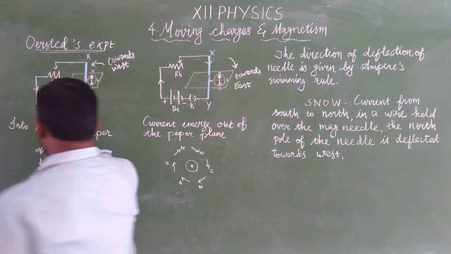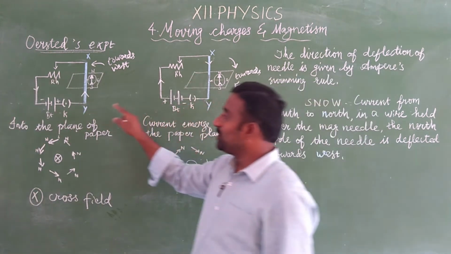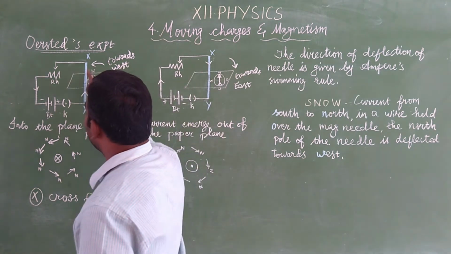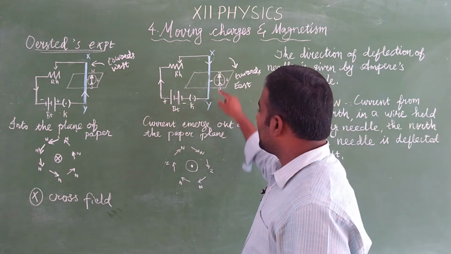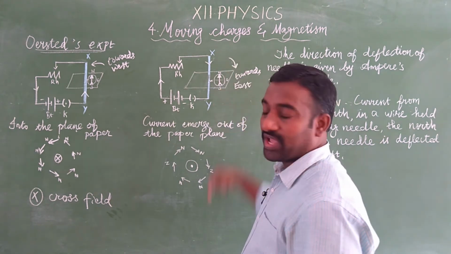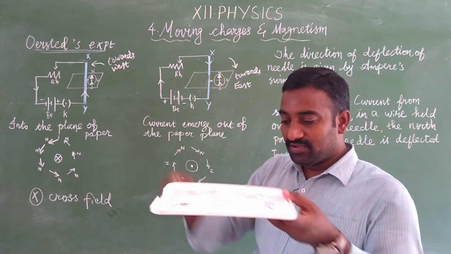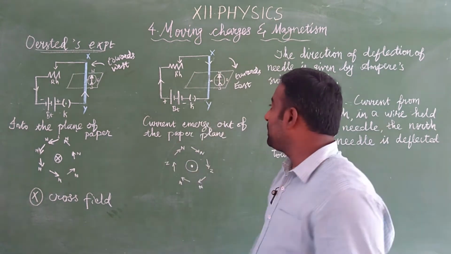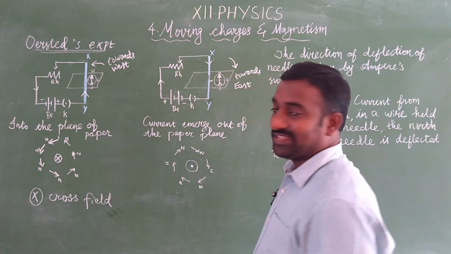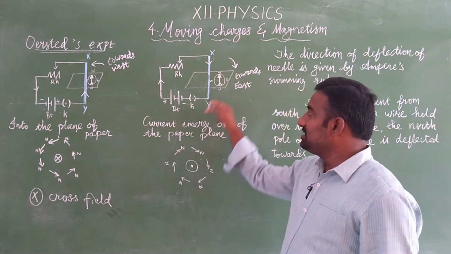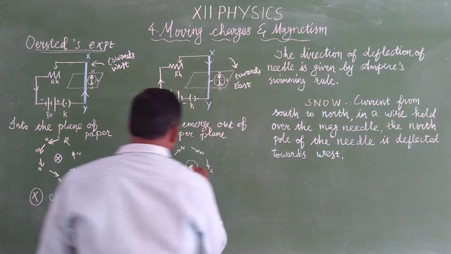But when the battery terminals are reversed, the direction of the current is also reversed. In case 1, the direction of the current is from Y to X. After changing the battery terminal, the direction of the current is X to Y, which means it is emerging out of the plane of the paper. At the time, the needle in the compass is deflected towards west. So here, the current is emerging out of the plane of the paper. That can be depicted by the dot field.